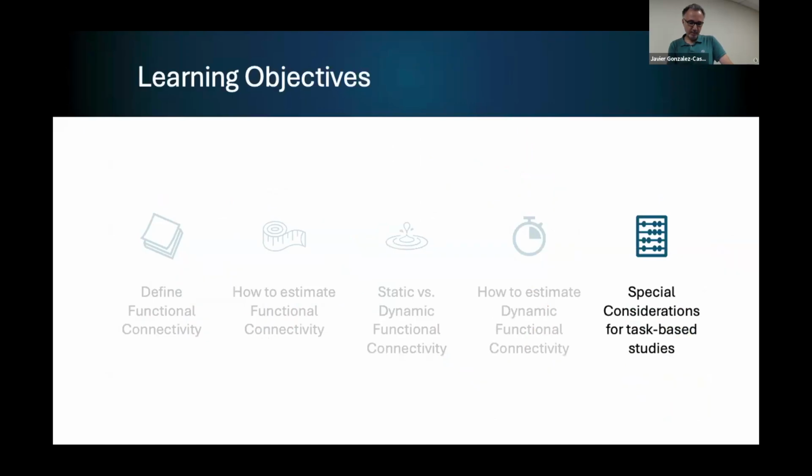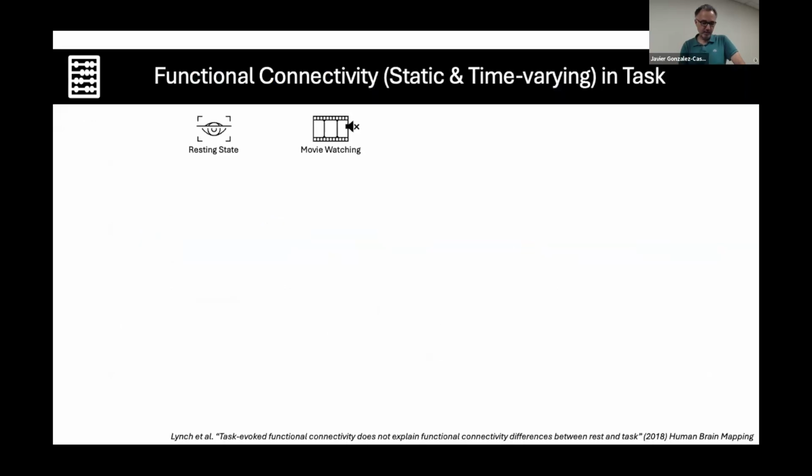So just a little bit more. As I said at the beginning, a lot of times it looks like functional connectivity is all about resting state, but it doesn't need to be. You can also look at functional connectivity with task data, whether it is naturalistic data or block designs. Now, when you're going to do that, I think there are a couple of things that are important to keep in mind. So let's go with the first one.